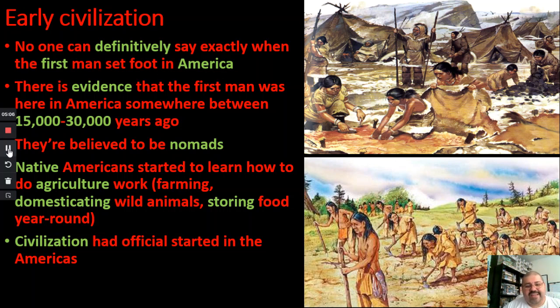Now, the thing is, the Native Americans started to learn how to do agricultural work. That's farming, domesticating wild animals. So, like wild boar, these pigs that just ran around everywhere in the wild.